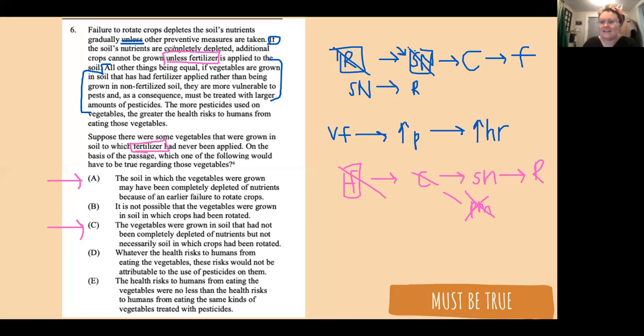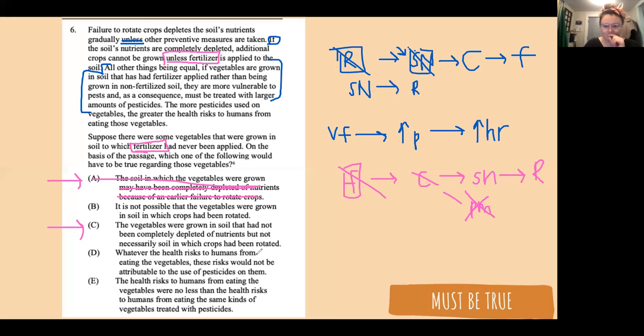We don't have the preventative measures because it says unless fertilizer is applied. If we don't have fertilizer, then we don't have the preventative measure. The fertilizer is the preventative measure in the stimulus. So it's not A. And then let's look at C. The vegetables were grown in soil that had not been completely depleted of nutrients, but not necessarily soil in which the crops have been rotated. Why is this the correct answer?